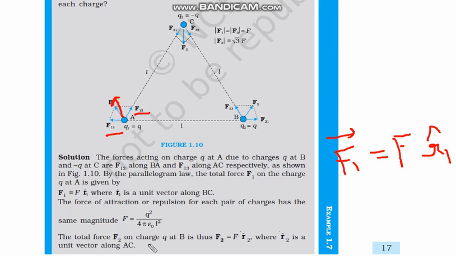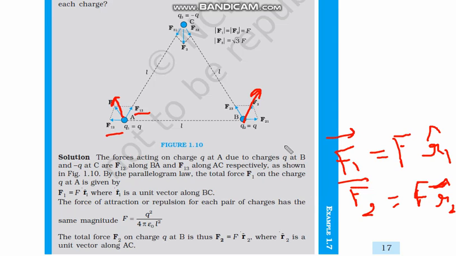Similarly, F2 we had calculated, F2 is again F, magnitude was same F, only thing was the direction was changed. The direction is in this side, unit vector R2, where R2 is unit vector along AC.